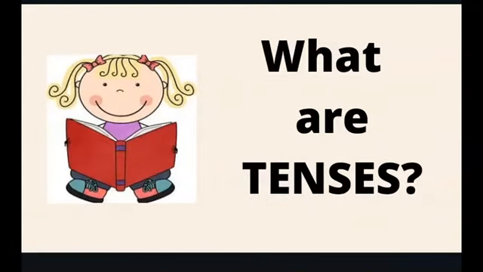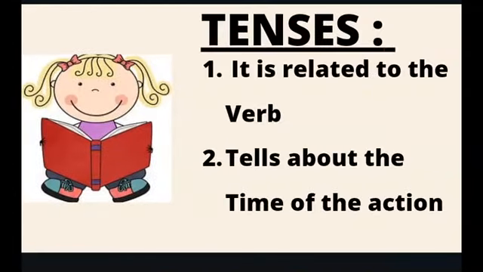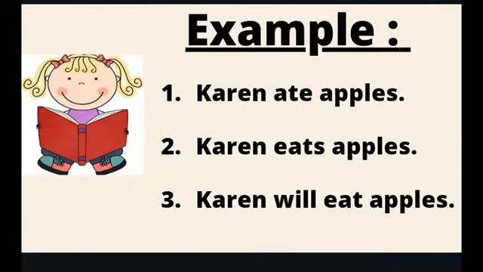What are tenses? A tense is related to the verb. I hope you all know verbs are action words. So a tense tells about the time of the action. Let's understand this better with the help of these examples. First one, Karen ate apples. Karen eats apples. Karen will eat apples.